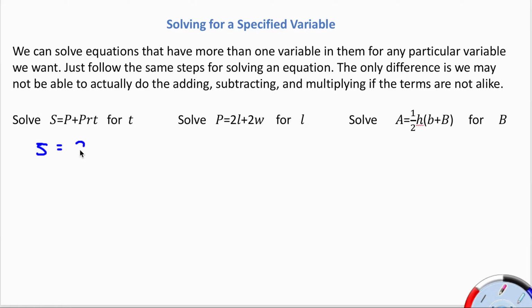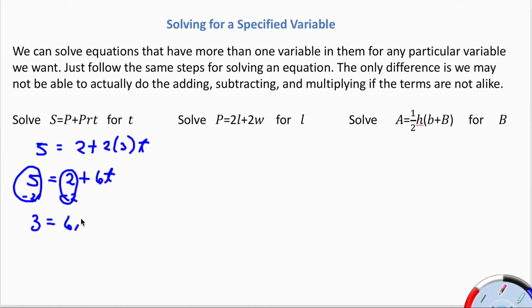5 equals 2 plus 2 times 3 times t. Same thing, s is 5, and we let p be 2 and r be 3. So here's an equation. We can solve that for t, right? First we do any math we can do. We undo whatever's being added or subtracted to the variable. Same thing to both sides. 5 minus 2 is 3. 2 minus 2 is 0, so 3 equals 6t, and then divide by the 6. So 1/2 equals t.